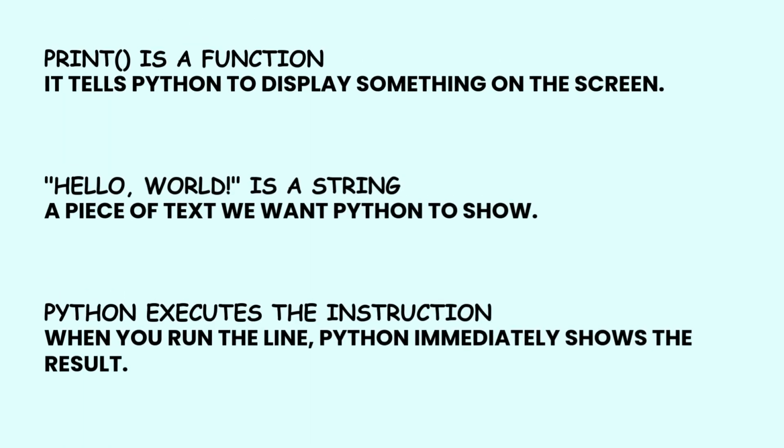What's happening here? Print is a function. It tells Python to display something on the screen. Hello world, as we have typed it in the quotes and brackets, is a string, a piece of text we want Python to show. When you run this line, Python executes the instruction and shows the result immediately. This is the classic first step in learning any programming language. It proves that your setup works, and it gives you a taste of how simple and powerful Python can be.